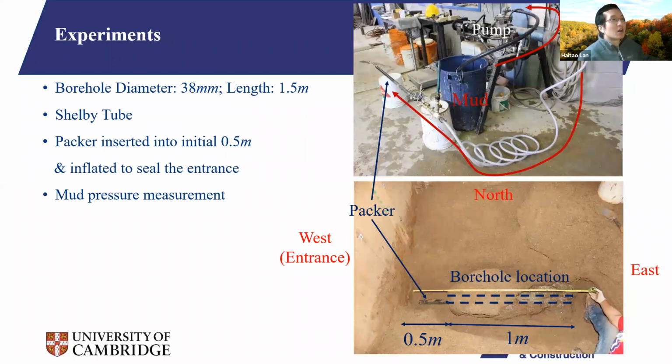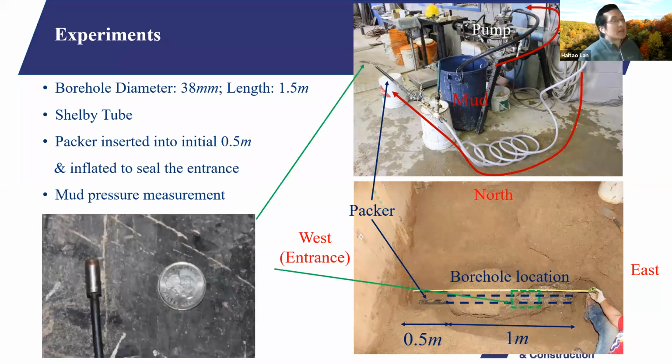After we finish the setup for the ground surface, we drill the borehole using a Shelby tube. This borehole is 1.5 meters long, and then we insert the packer in the initial 0.5 meters and inflate it to seal the entrance, based on experience during our pre-test. And then we pump the mud into the borehole, and that mud pressure was measured by a small transducer attached in front of the packer.